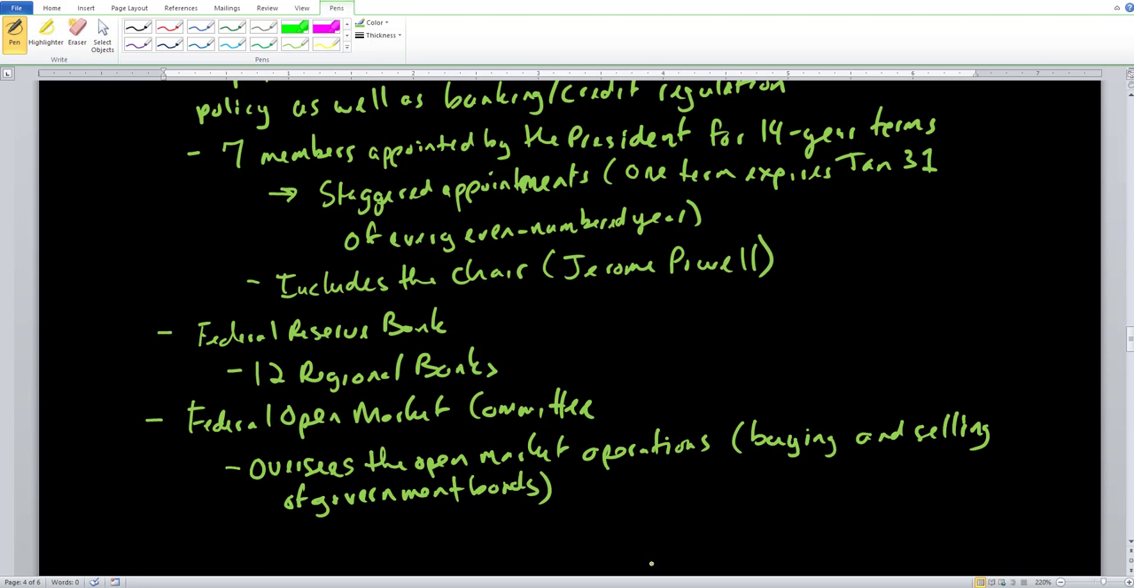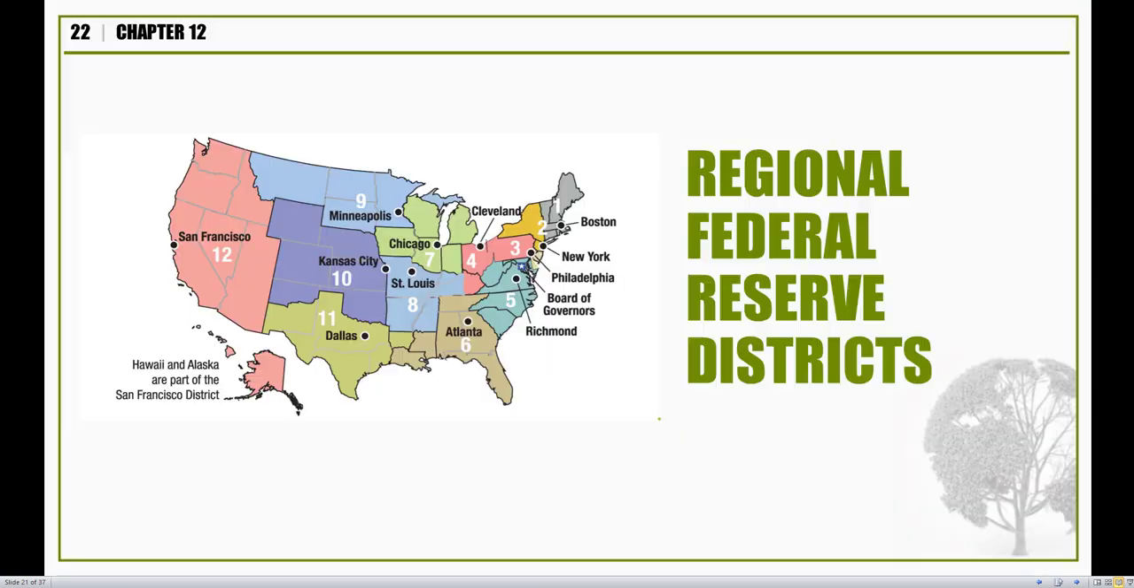As we wrap up this section, we just want to get a closer detail into a few of these components. These are the regional Federal Reserve districts. As we noted, there are 12 of them. In Florida, we are in the Atlanta region. So if the commercial banks wanted to put money into the regional banks, they would do so in the Federal Bank in Atlanta.